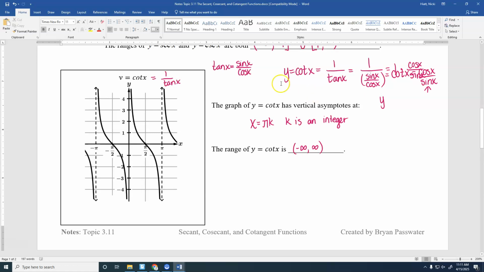Notice that your cotangent function is decreasing in all of your little increments, whereas all of your tangent functions were increasing. So they look like they've been flipped there.